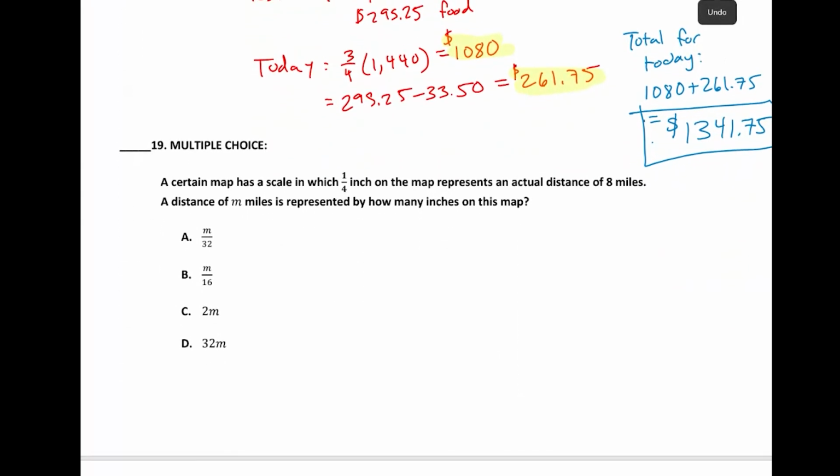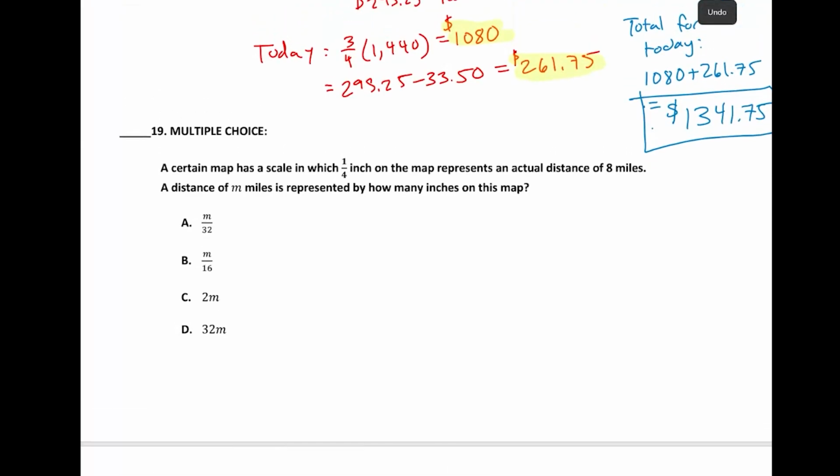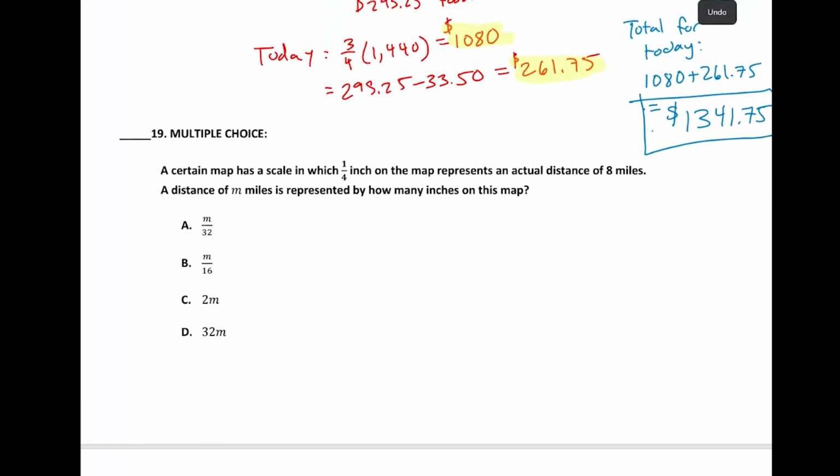Number 19, our last problem. I think, yep, the last problem. It says a certain map is a scale in which 1/4 inch on the map represents an actual distance of 8 miles. Okay, so 1/4 inch on a map is the same as 8 actual miles. A distance of m miles is represented by how many inches on the map? So m miles equals how many inches on the map?